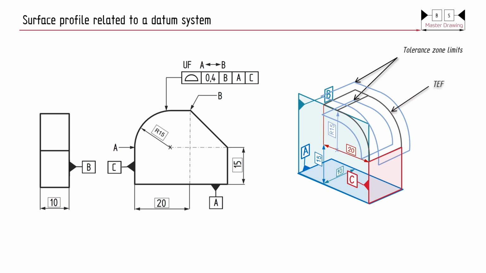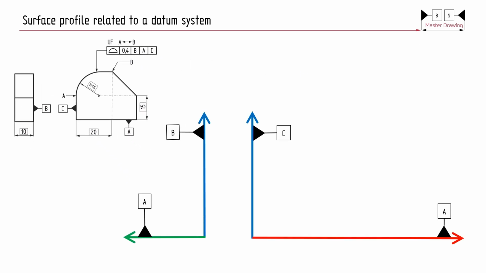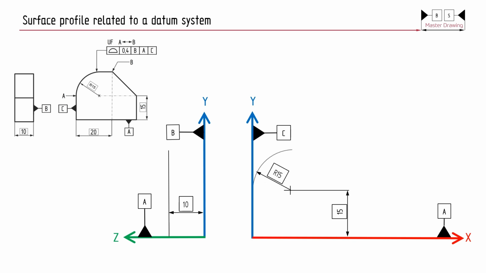The datum system, which consists of three perpendicular planes B, A and C, removes all 6 degrees of freedom. It means the tolerance zone is constrained by the three perpendicular planes and cannot move or rotate relative to them in order to fit the real profile. In such a case, the UF modifier could be omitted. To better visualize the deviation, let's construct the tolerance zone once more, this time in an orthographic view.